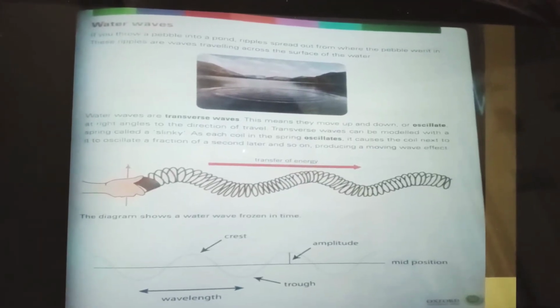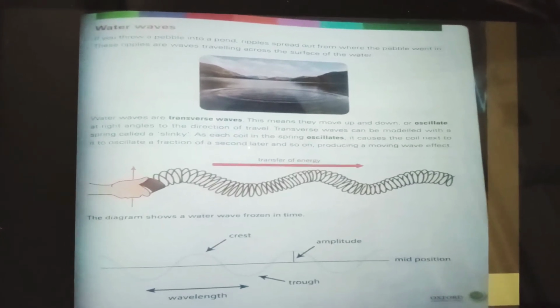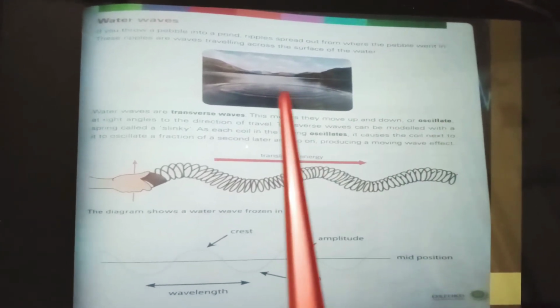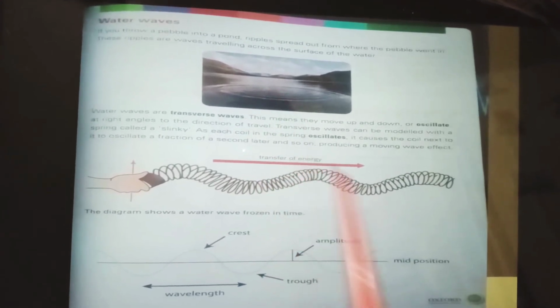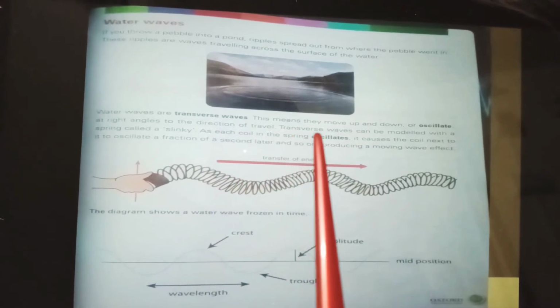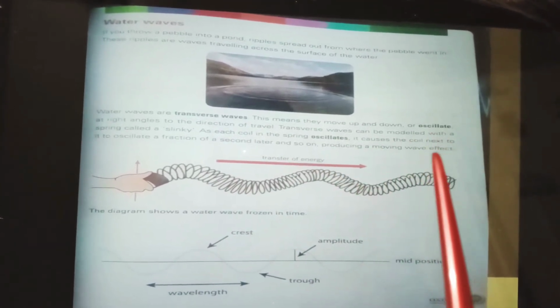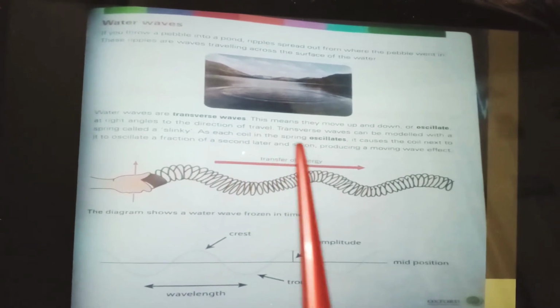Water waves: if you throw a pebble into a pond, ripples spread out from where the pebble went in. These ripples are waves traveling across the surface of water. Water waves are transverse waves. This means they move up and down, or oscillate, at right angles to the direction of travel.